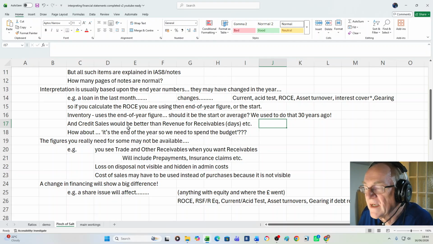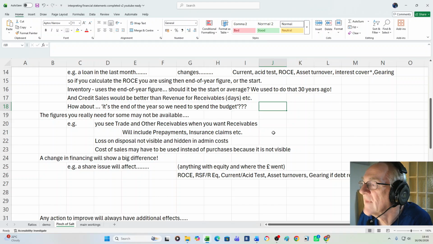And then credit sales is better than revenue for the receivables days, so it's not quite a figure, and it's going to overlap with the next point. And then, okay, how about it's the end of the year, spend some money on the budget. So, we had a budget for some property, plant and equipment, we better buy it, otherwise we'll lose it next year. Again, you've got the outcome. It's going to affect the ratios, but there's no revenue yet, because your new equipment hasn't generated any revenue yet.